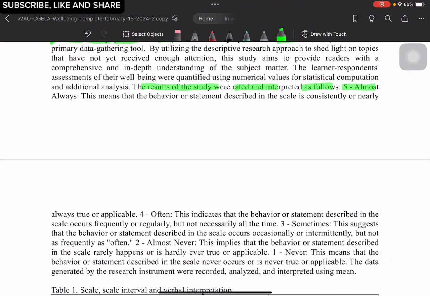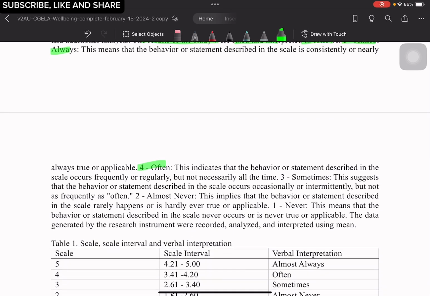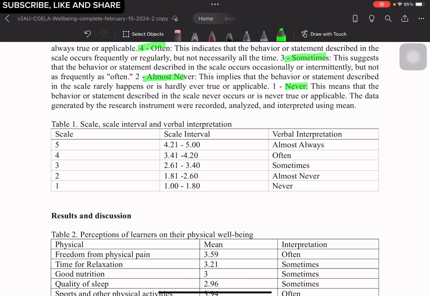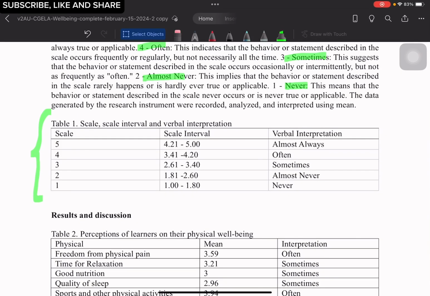So number 5 is almost always, and so on and so forth. Number 4 is often, number 3 is sometimes, number 2 is almost never, and number 1 is never. So the scale and the interval and the verbal interpretation is presented on this part. Again, this particular table that interprets the result of your study should also be included in the discussion of the method.